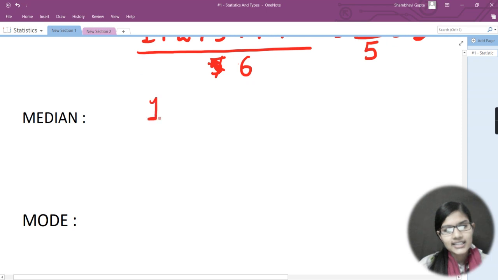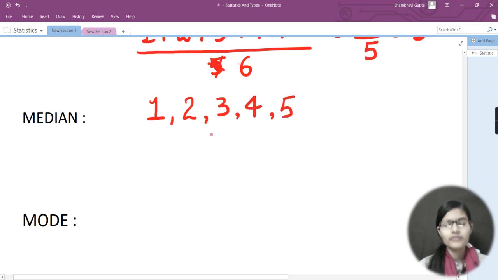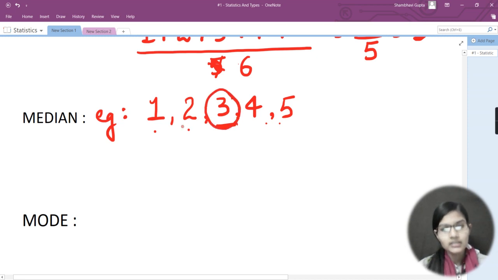For median also let's take the same example: 1, 2, 3, 4, 5. I have taken the same example for median. Now what is median? Median is the middle element among all of the elements. So here what is the middle element? The middle element is 3. Check it from this side, 1, 2, 3, 4, 5, and among 5 elements the middle element would be 3 only. The third element is 3. So the median for 1, 2, 3, 4, 5 is 3.